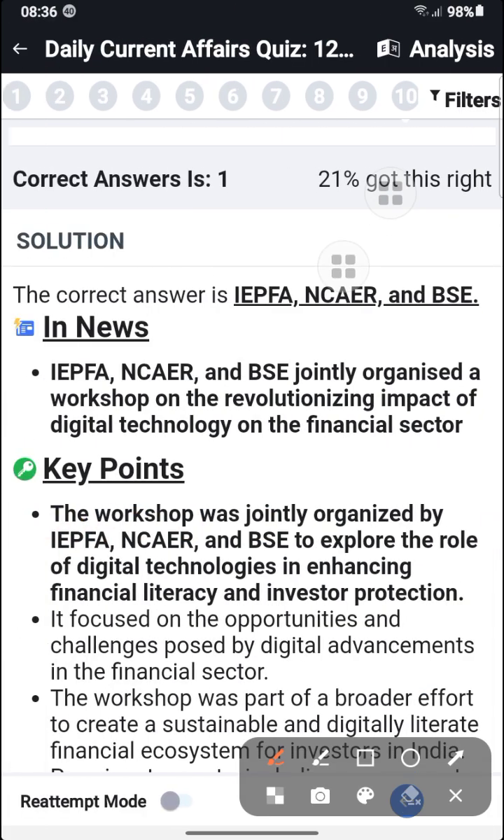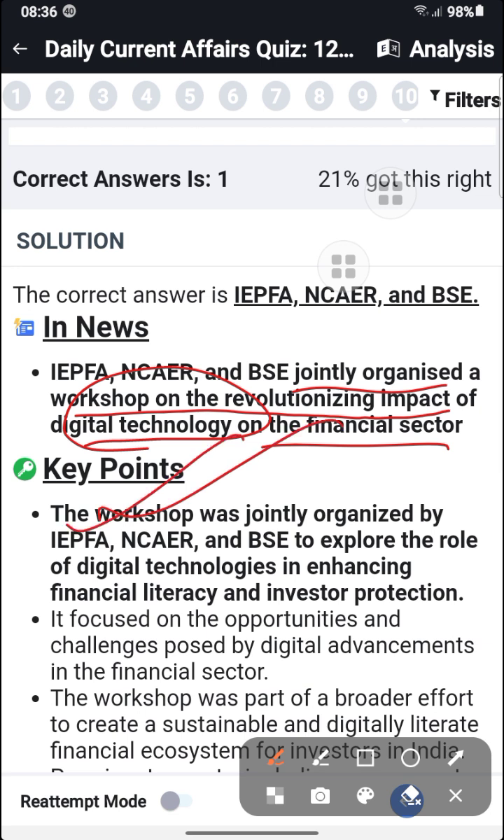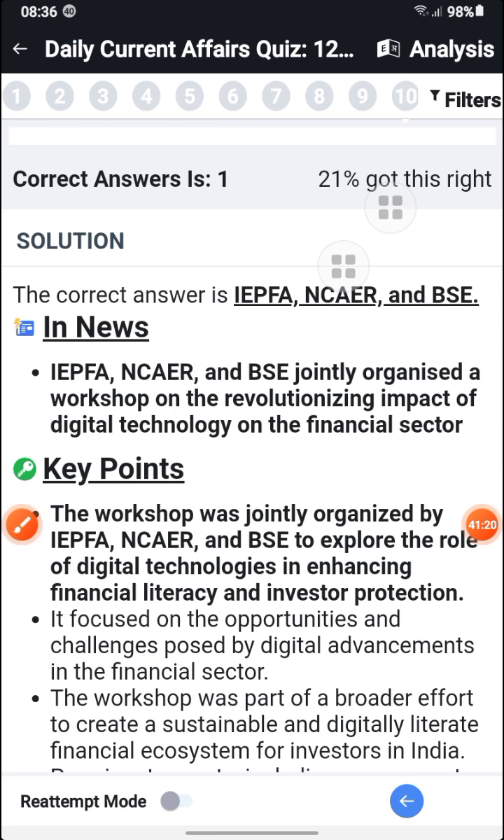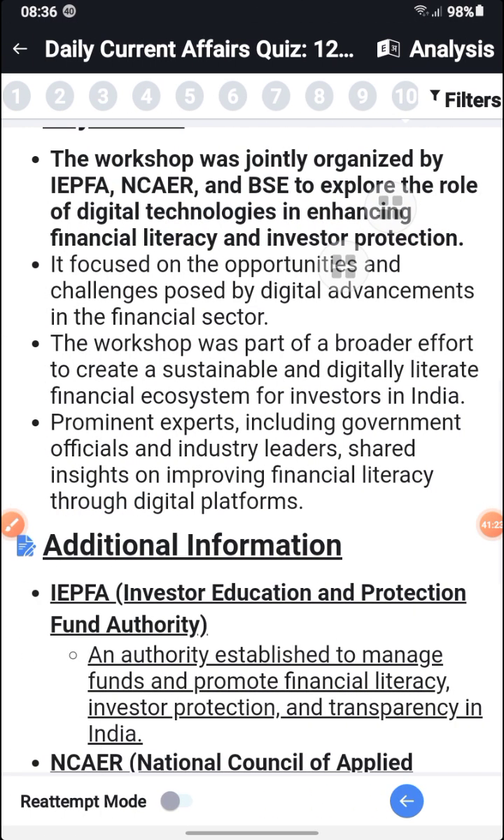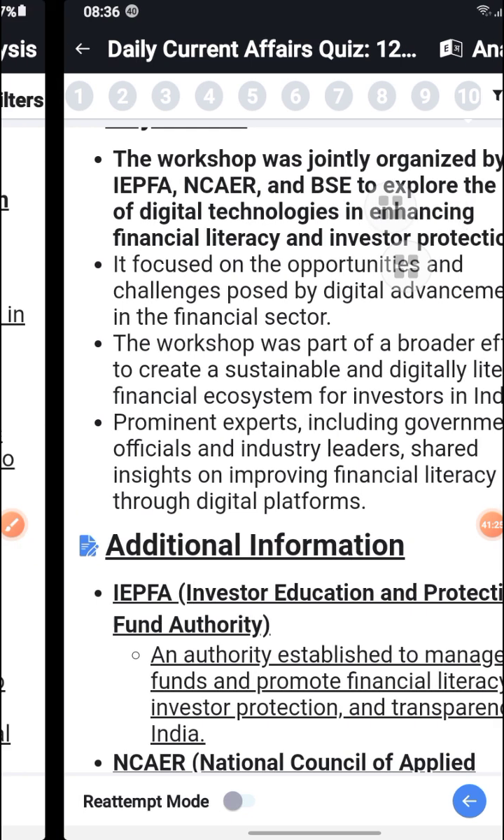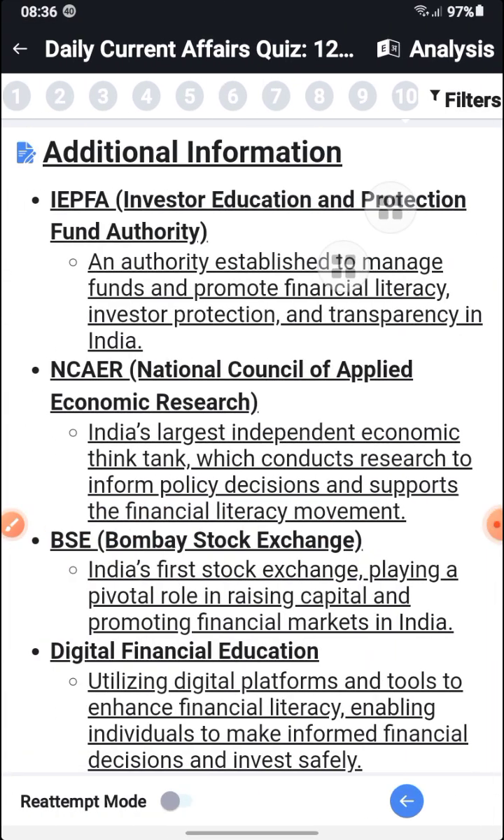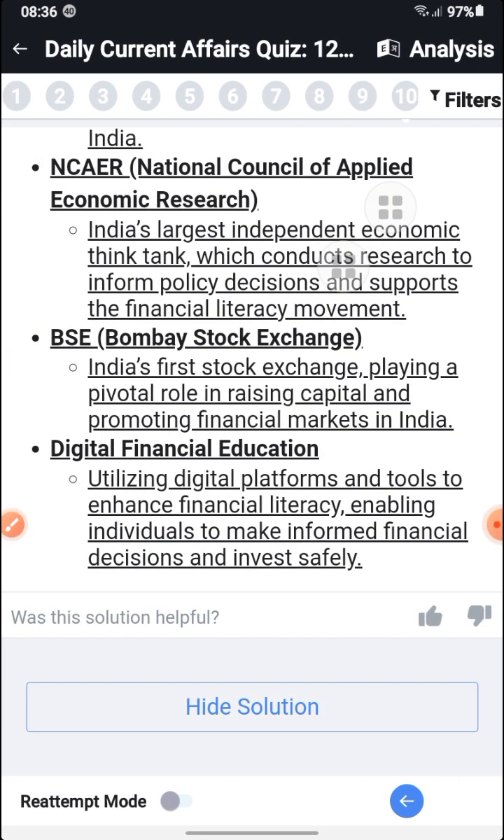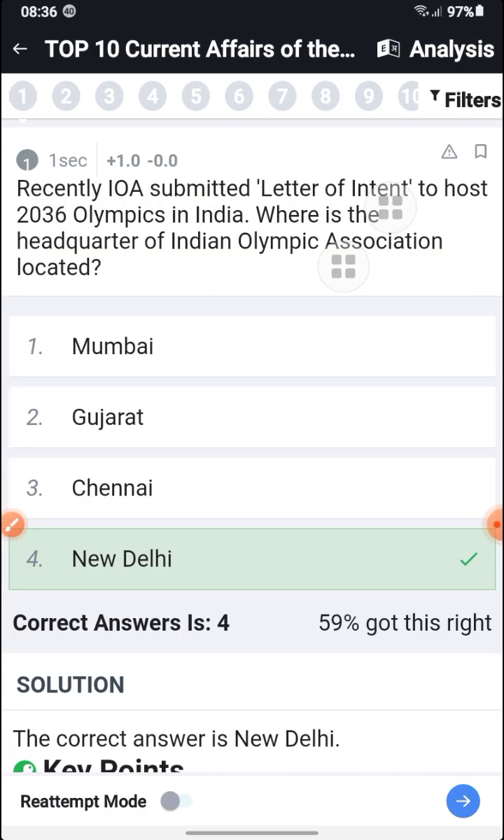These jointly organized the workshop on the revolutionary impact of digital technology on the financial sector, jointly organized by the IEPF, NCAER and BSE, to explore the role of digital technology and financial literacy, focusing on opportunities and challenges. That was the Investor Education and Protection Fund, the National Council of Applied Economic Research, and the Bombay Stock Exchange, for digital finance education.